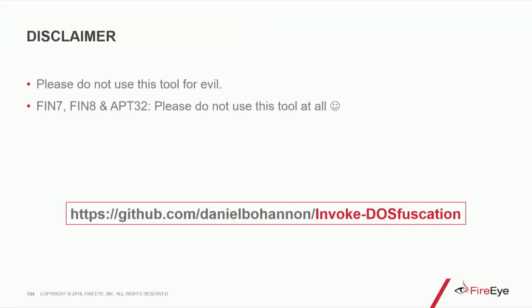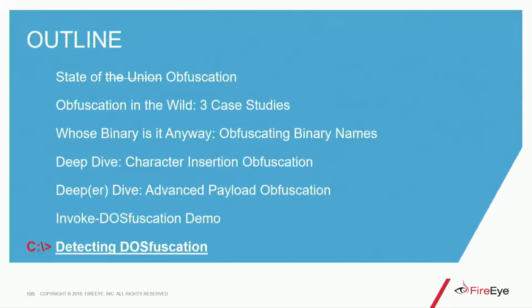So, yeah, the disclaimer is always, please don't use this tool for evil, and if you're FIN7, FIN8, or APT32 and define evil differently than I do, just don't use it at all. I know you will, but whatever. It's up on GitHub. So detecting DOSfuscation.